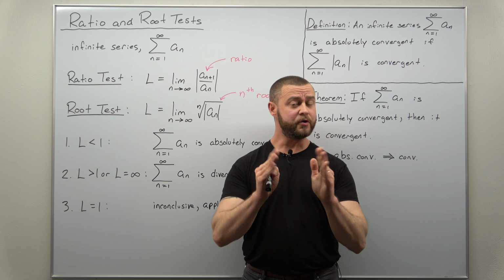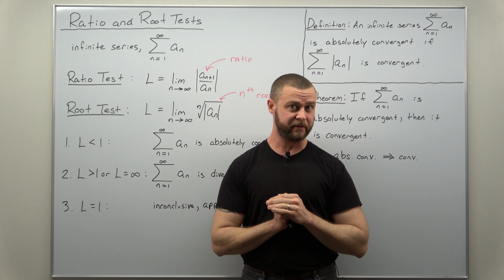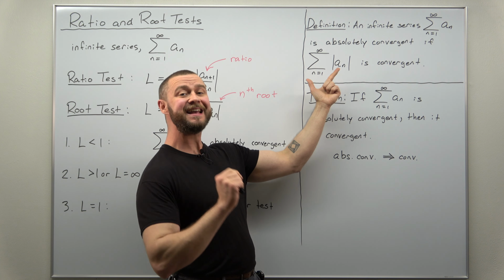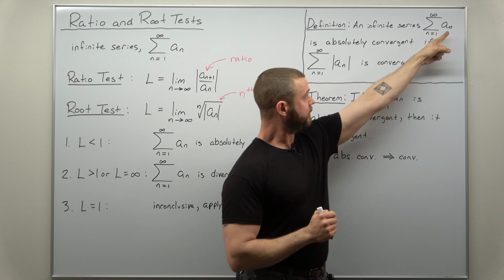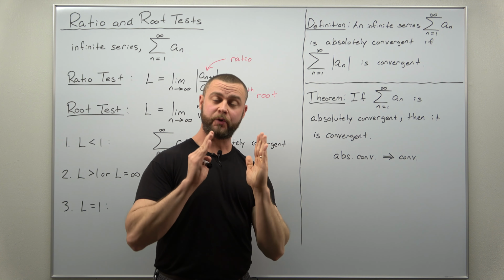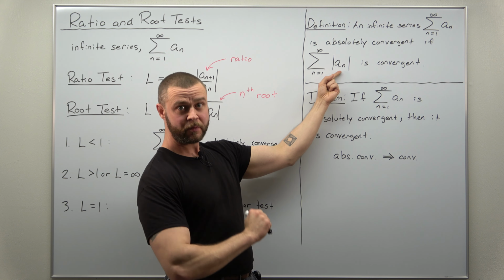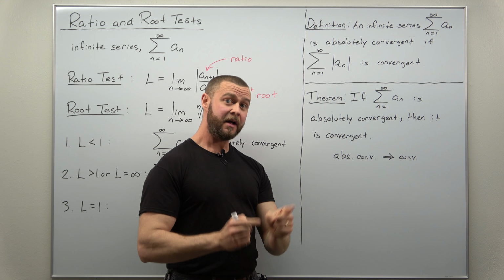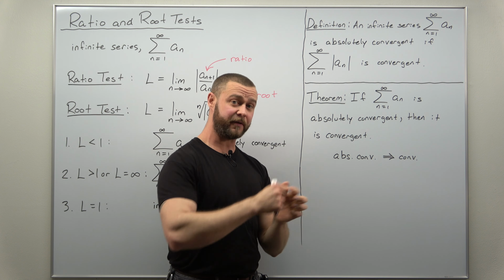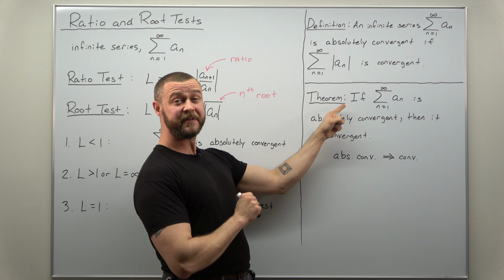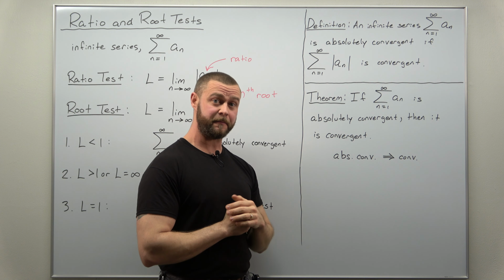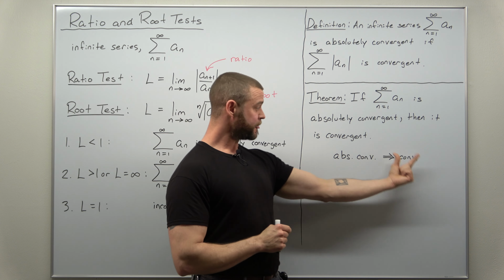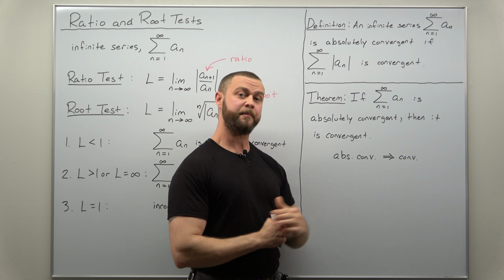Now first, a new concept is introduced called absolute convergence, and it's really simple. The definition basically just refers to taking the absolute value of the term of your infinite series. So the word absolute here refers to absolute value. Most importantly, there's a theorem that relates absolute convergence to convergence, which basically says if your infinite series is absolutely convergent, then it is also convergent. In other words, absolute convergence implies regular convergence.